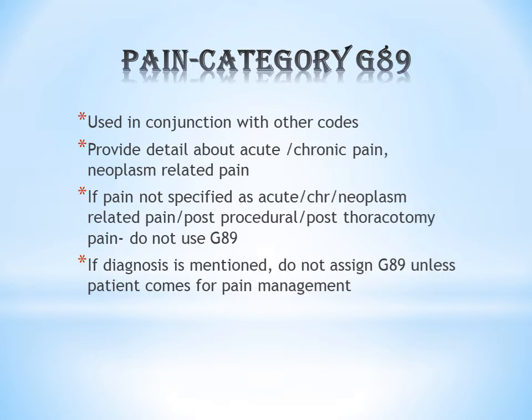For example, if in the documentation a patient is having right lower stomach pain, and the reason for the stomach pain is diagnosed as ruptured appendix, in that case you cannot give a code for acute stomach pain. Why? Because you have the diagnosis of ruptured appendix. If the diagnosis is not mentioned, if it is only that the patient is having acute lower stomach pain, then you can give G89 code. And also, if the treatment is for the pain, management of pain, then also you can give G89.